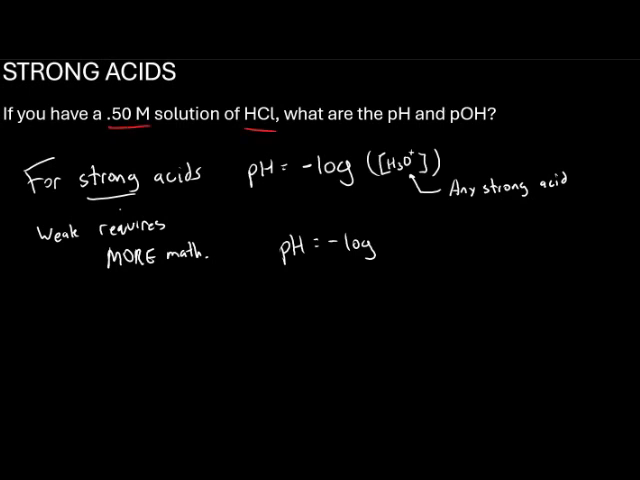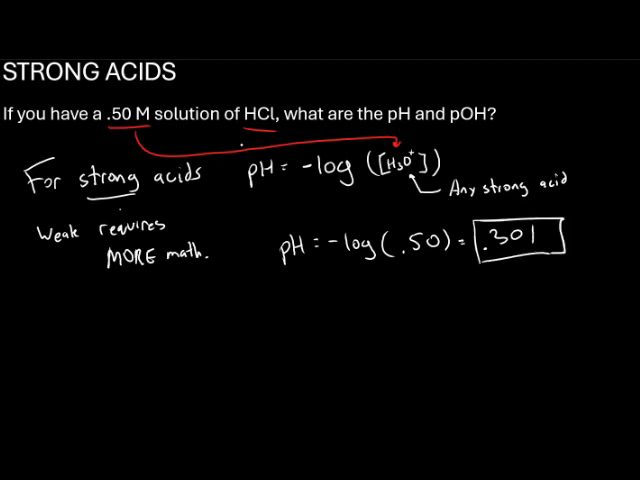Therefore, HCl, being a strong acid, can be used in this equation, and we'll place the 0.50 molarity inside the parentheses. With this, you can go into a calculator and find the pH. Our answer will be 0.301 for our pH.